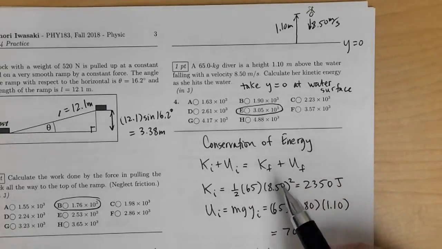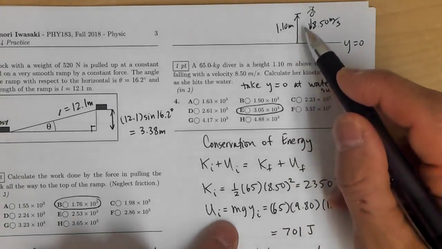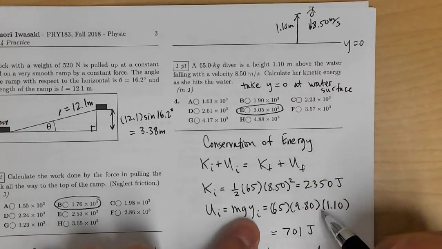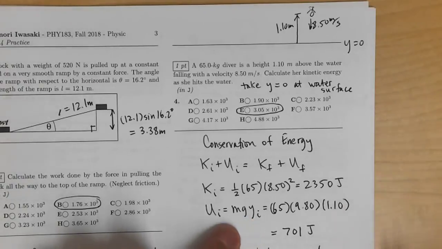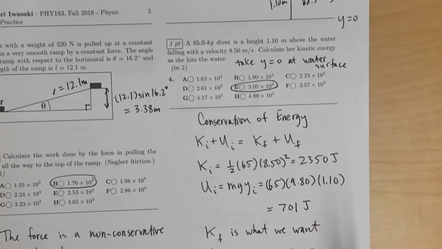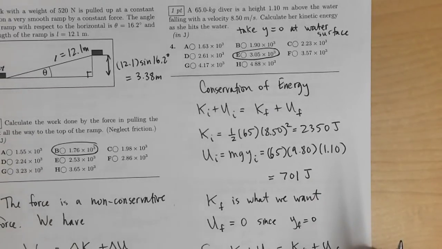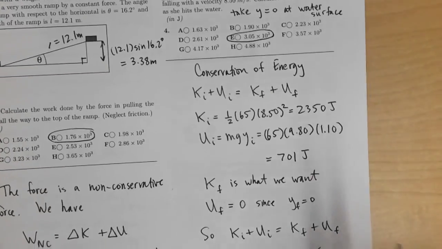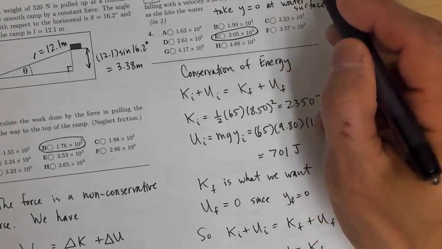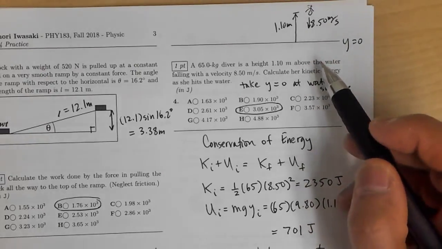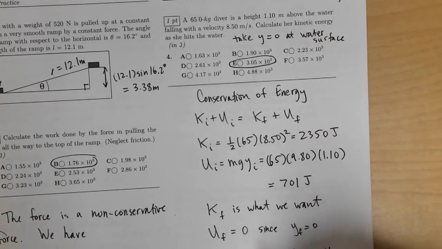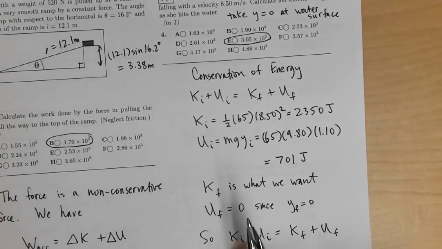And then U initial is the mass of the diver, which is 65 times 9.8 g times Y initial, that's 1.10. And so we get 701 joules. Now, the final kinetic energy is actually what we want. U final is equal to 0 because we took the final height to be 0. Okay. And so U final equals 0. Now we can plug in everything.